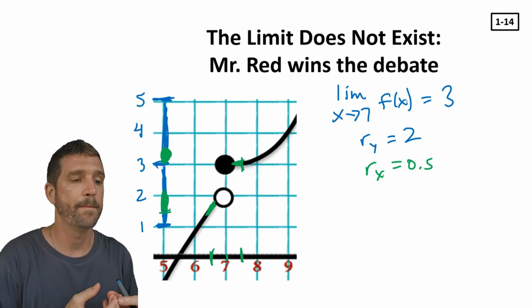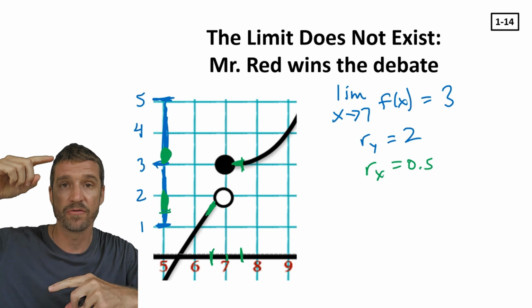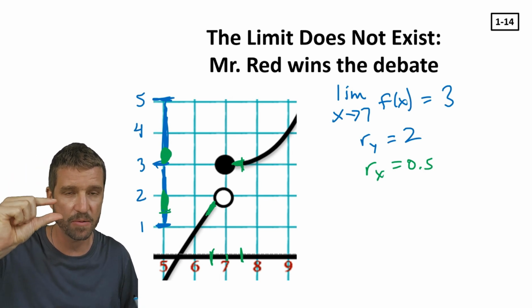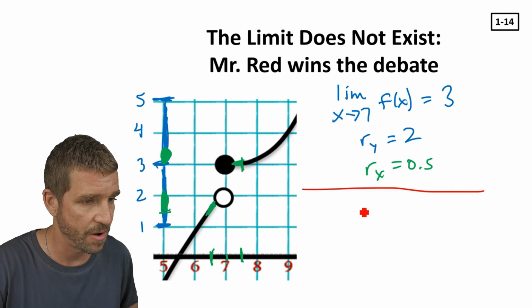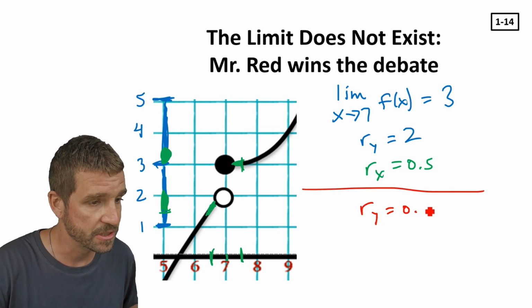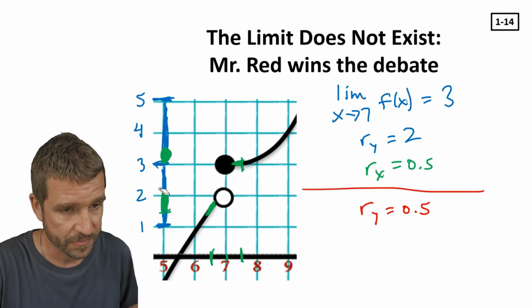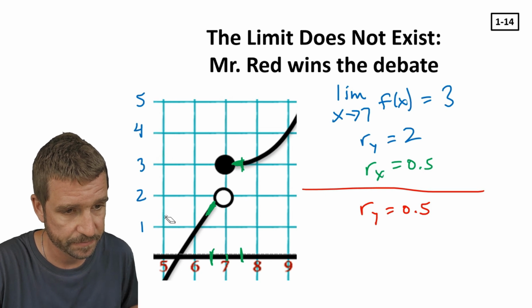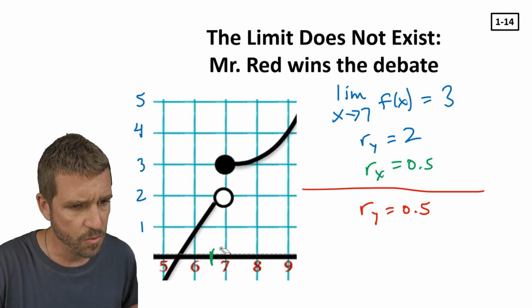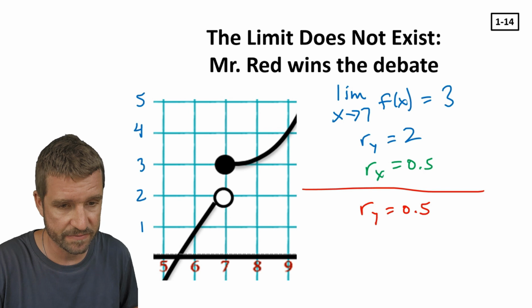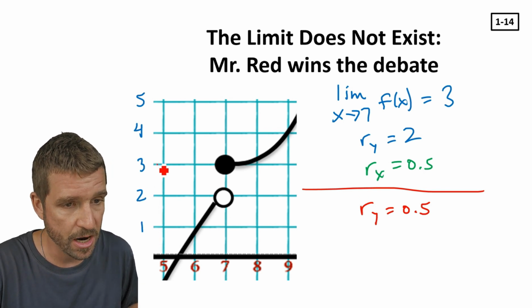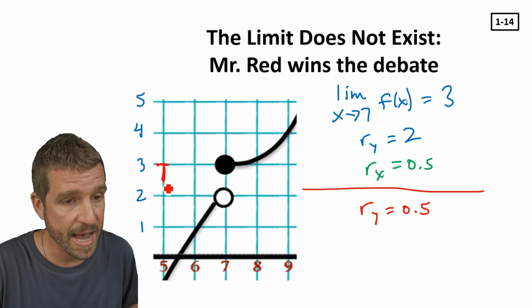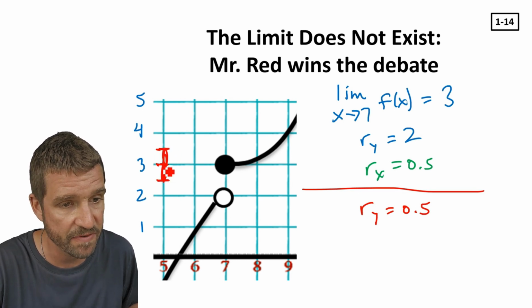But that's because Mr. Red gave a big number for r sub y. Now let's give a smaller number for r sub y. Let's say that Mr. Red gives r sub y equal to 0.5. Okay, let me erase all of this. So now when Mr. Red gives a value of 0.5, let's take a look at where we are. All right, so we are between 3 minus 0.5, which is 2.5, and 3 plus 0.5, which is 3.5.